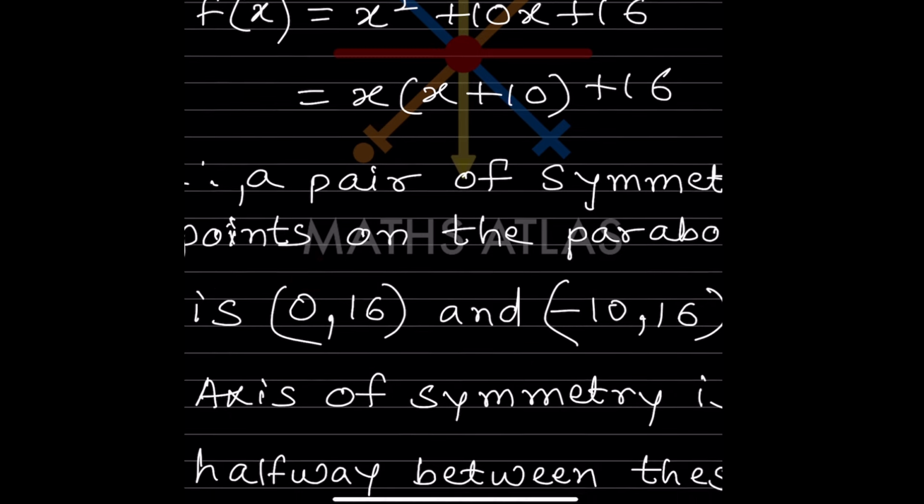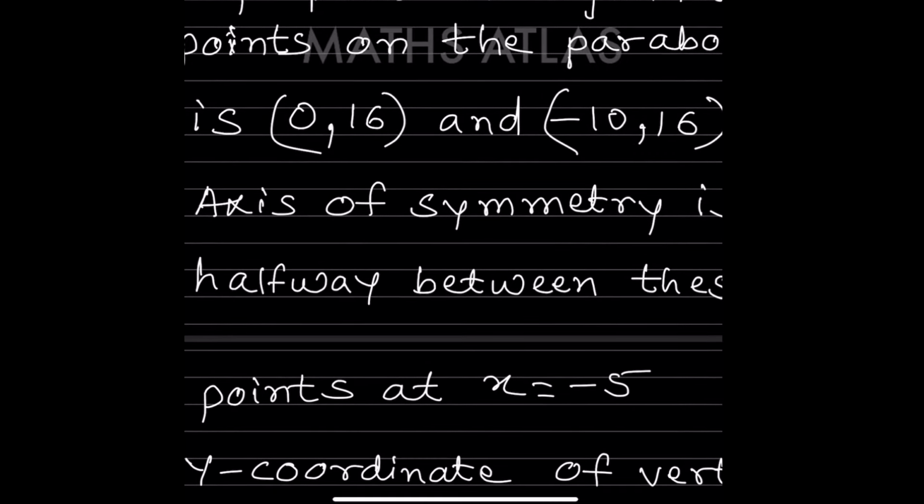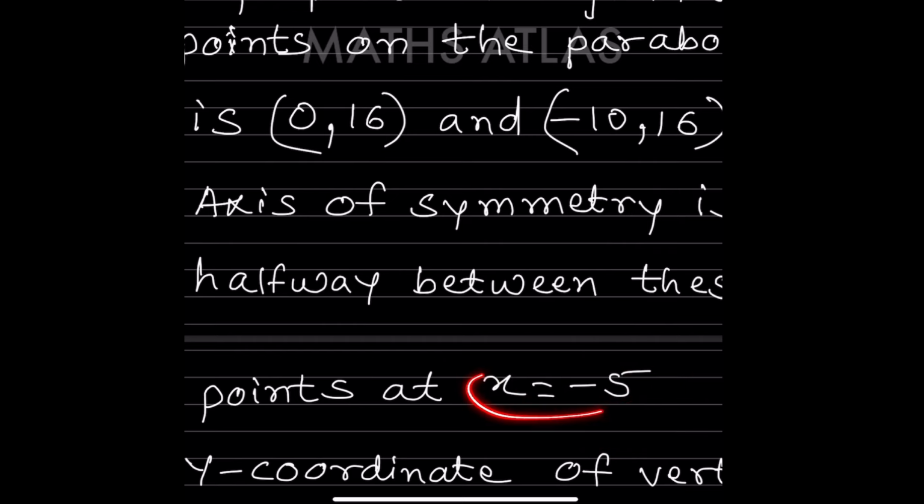So now the axis of symmetry is halfway, again, between the points. So first we'll take, because we want x, 0 minus 10 divided by 2. So that will be minus 10 divided by 2. That is going to be minus 5. Hope you got this. X is minus 5.